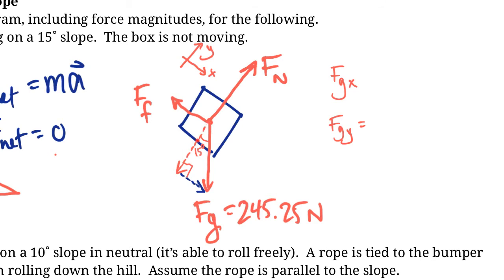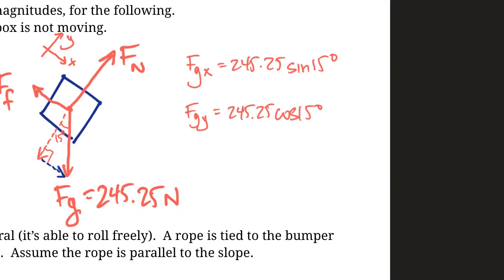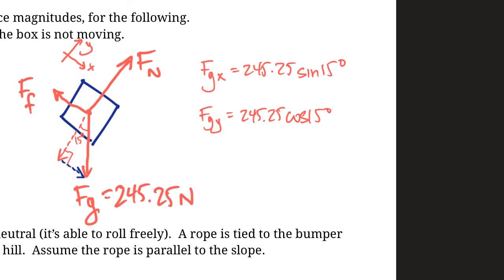So that would be cosine, right? So it would be 245.25 cos 15 degrees. And the x component, right, is the sine, right? So that's going to be 245.25 sine 15 degrees. So we can do both of these calculations.